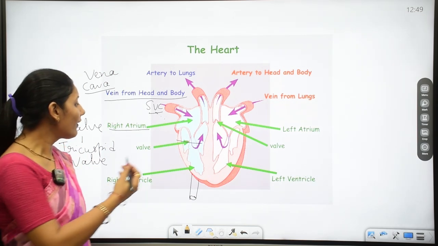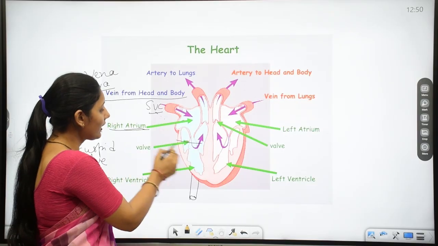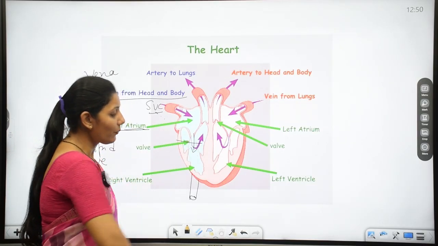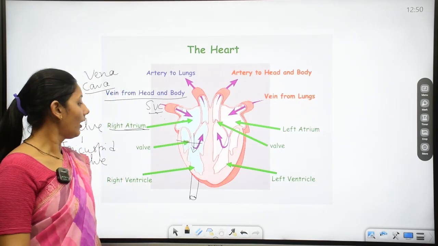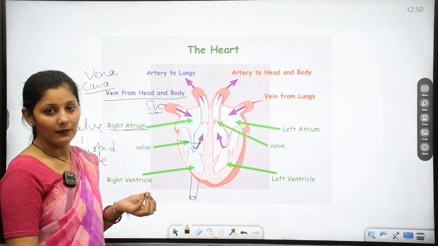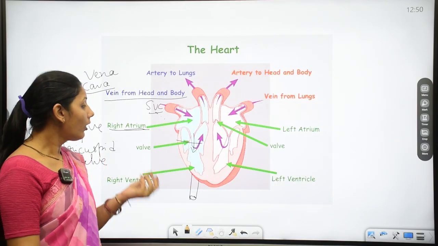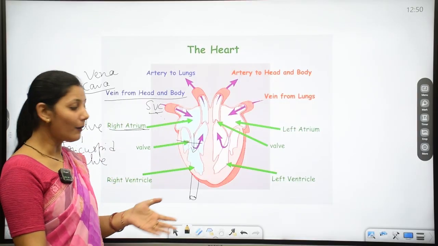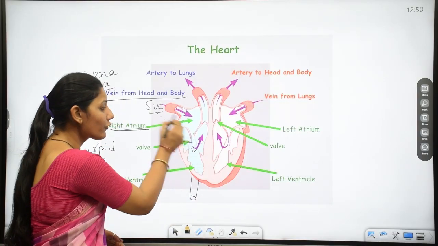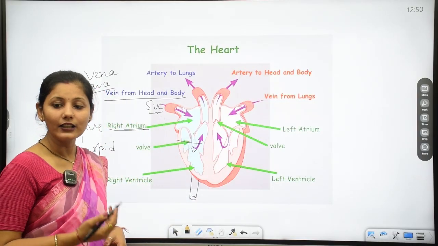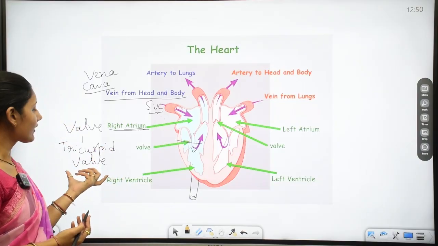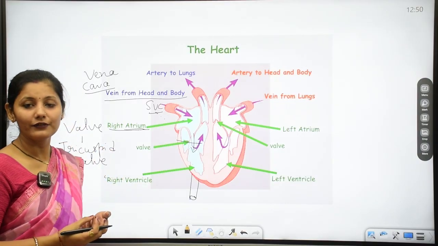The blood which enters from the right atrium to the right ventricle has high pressure. Inside the ventricle, the blood pressure is very high. So blood cannot move from the ventricle to the auricle. This is done with the help of the tricuspid valve. It prevents the backflow of the blood.